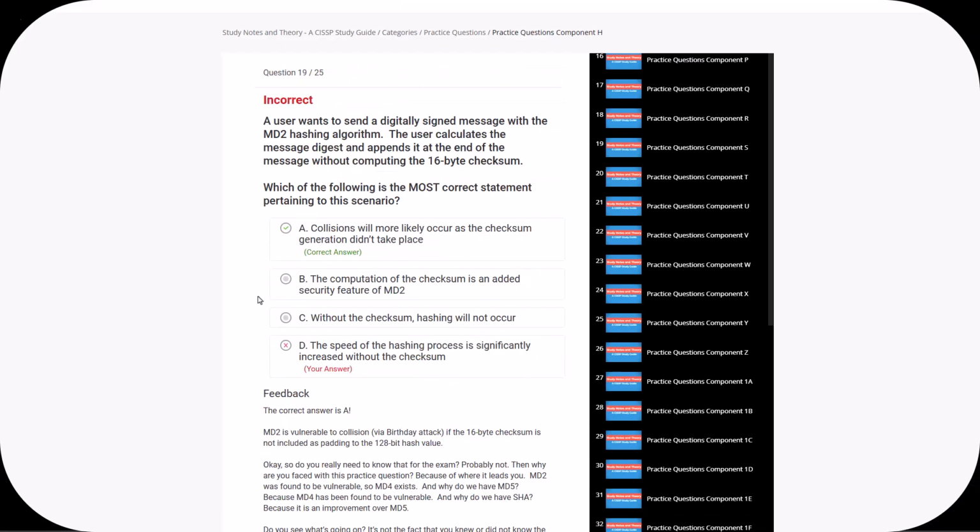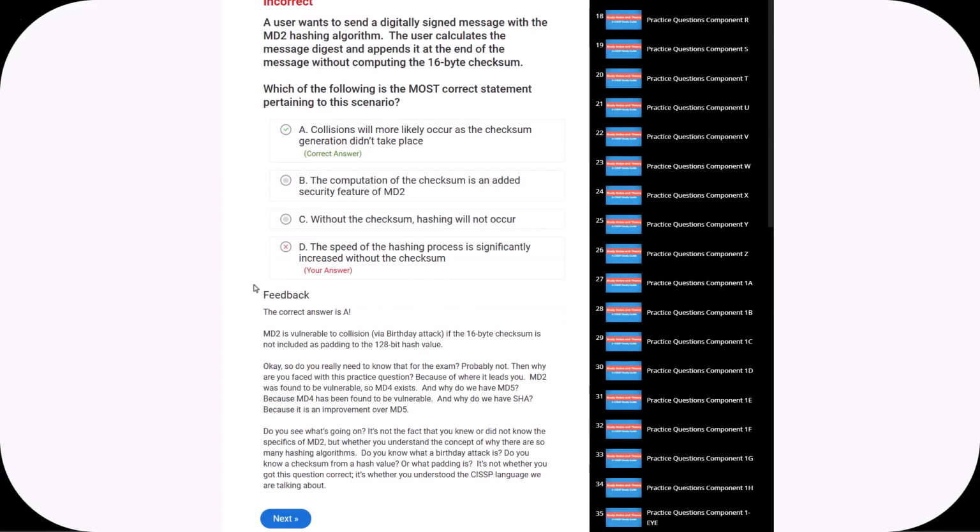Just because something is so out of scope, do you have to know about checksums and exact 128-byte hash values or anything like that for the CISSP exam? Probably not, too technical. But it does lead you to the fact that you had MD2. Why don't we use MD2? We went to MD4, then MD5, and then eventually SHA, because each one got deprecated for a very specific reason. So knowing the reason why we have new hashing algorithms is the actual value to extract from this question.